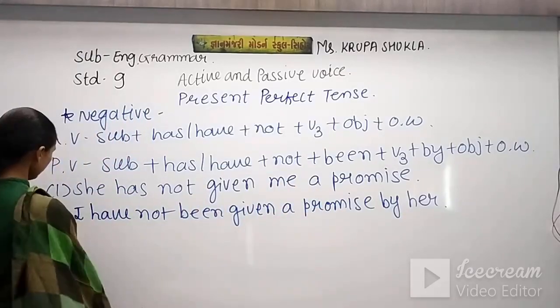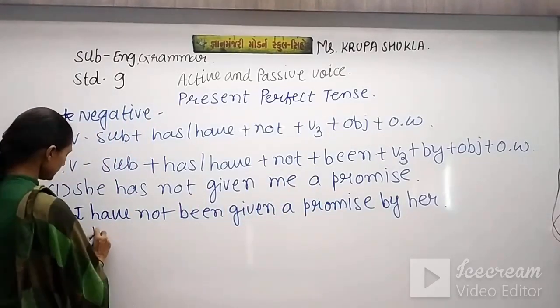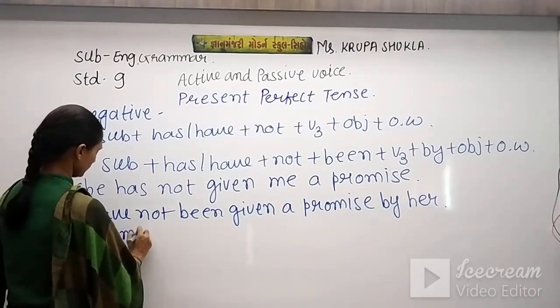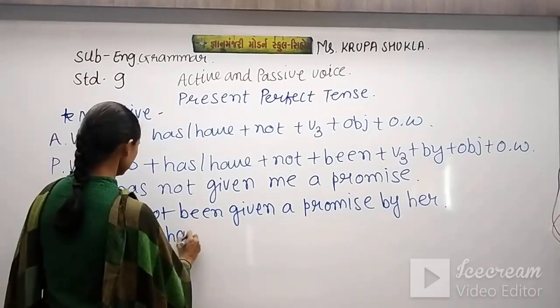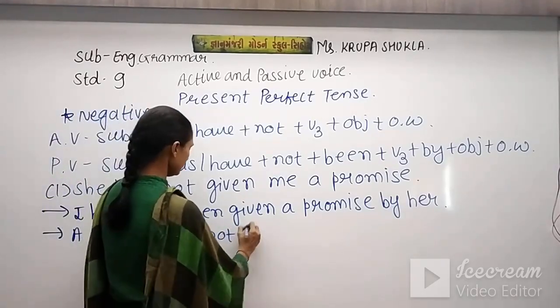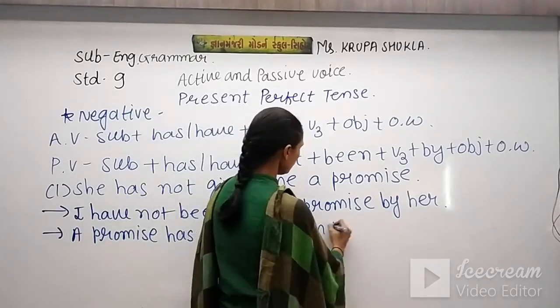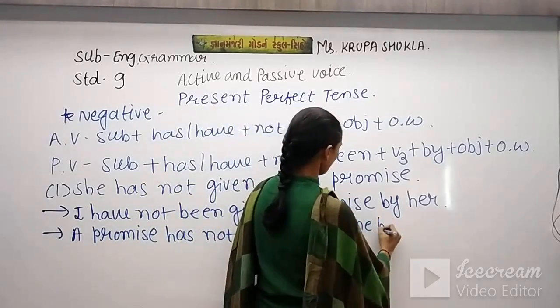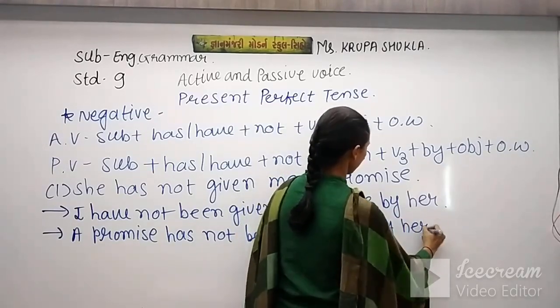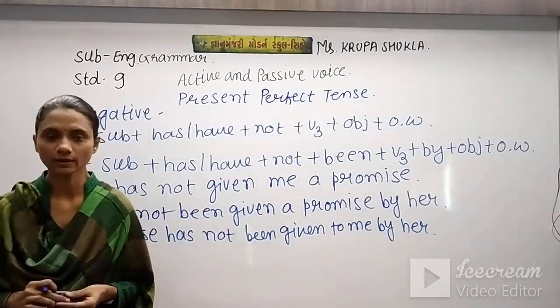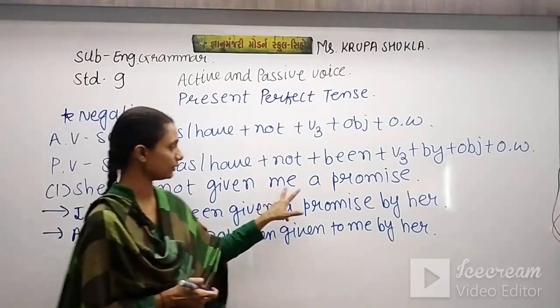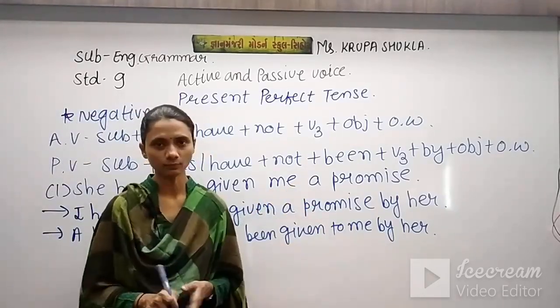And what if we choose a promise as the object? So a promise will come first. A promise has not been given to me by her. So this way we can have two answers as we have two objects, me and a promise.